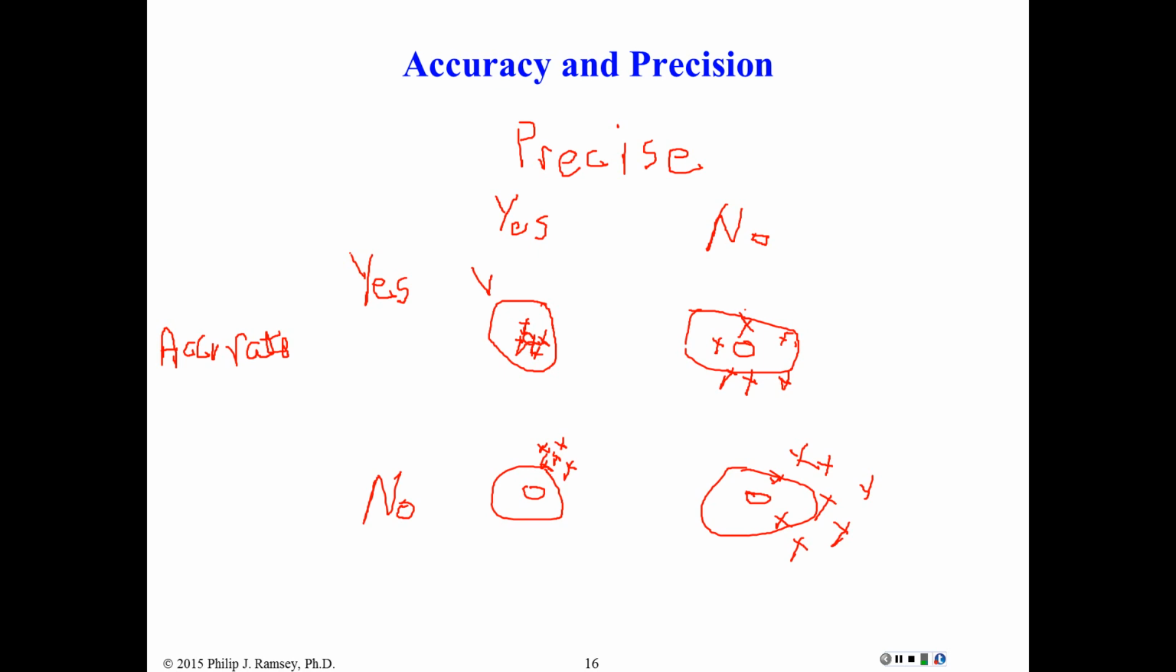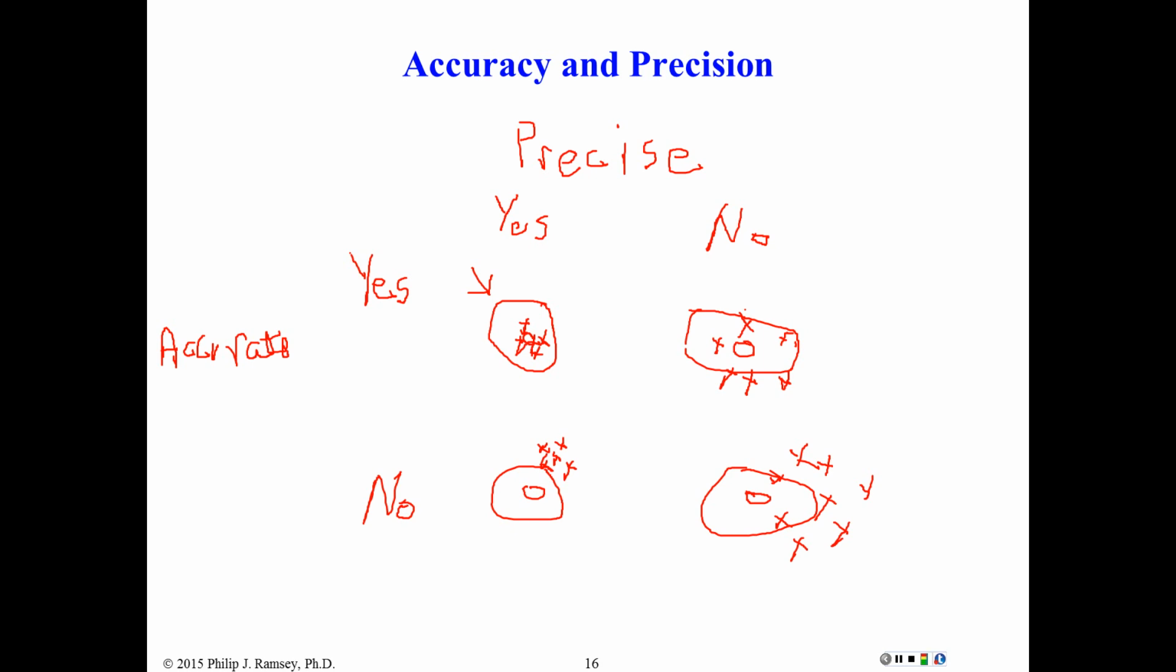So here's a case where we have a measurement system that is accurate and precise. Think of shooting at a target. So again, this is a crude drawing. So I have a bullseye, and notice on average the shots are all right around the target. So we'd say it's accurate and precise.